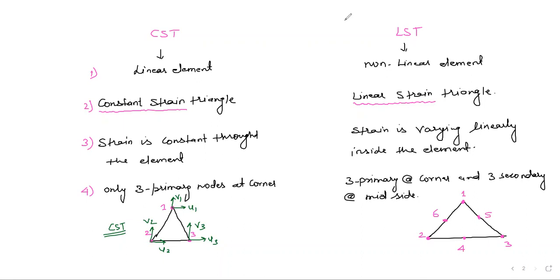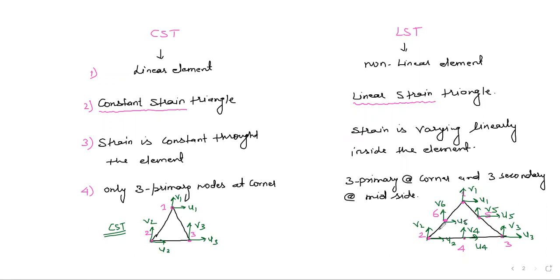And similarly, we will have 2 displacements at each node. So this is u1, v1, u3, v3, u5, v5, and similarly you can write here u4, v4, u2, v2, u6, v6.